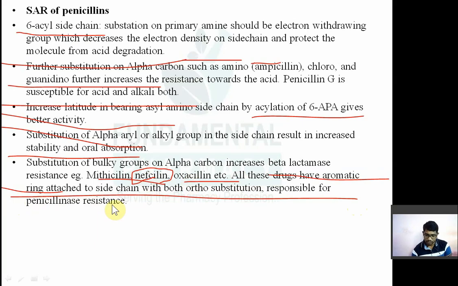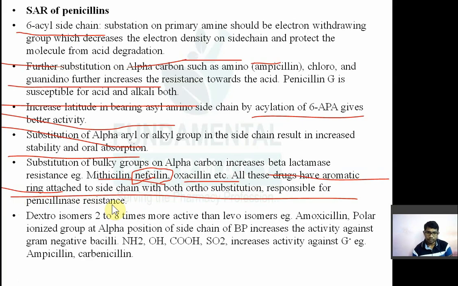We will see the structure later, I will tell you. Dextroisomer is more active than levoisomer. So dextroisomers of penicillins are 2 to 8 times more active than levoisomers of penicillins.